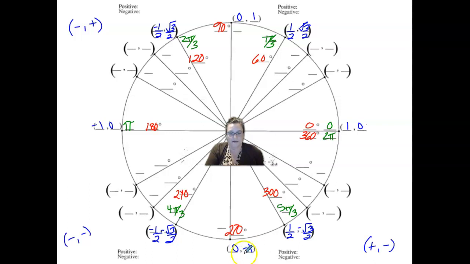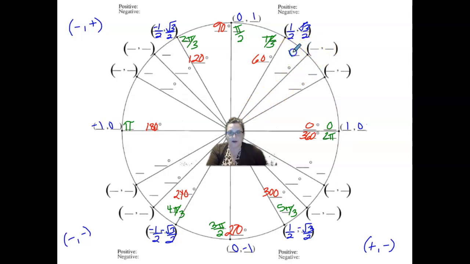In radians, 90 degrees is pi over 2. And so that's 1 pi over 2, 2 pi over 2, which is pi. 3 pi over 2 is 270 degrees. And then back around to 4 pi over 2, which is 2 pi. Then we can go in and fill in our pi over 4 reference angle.